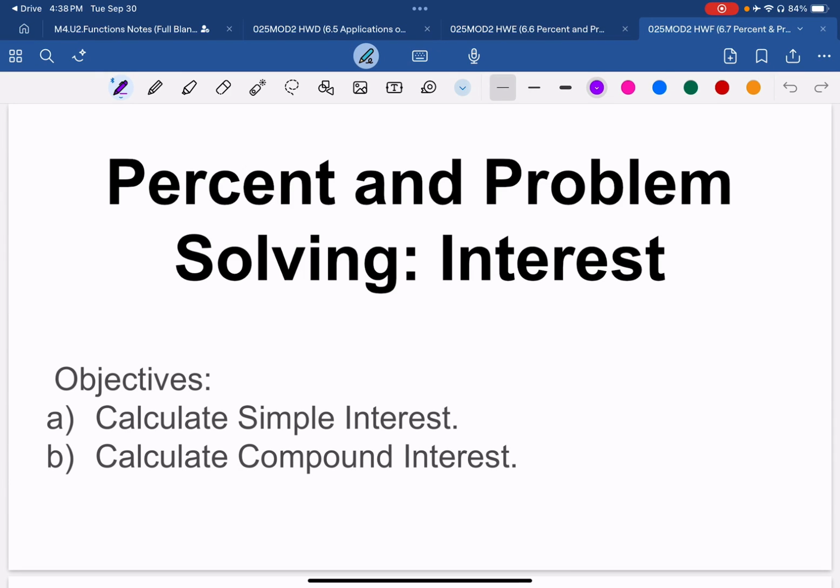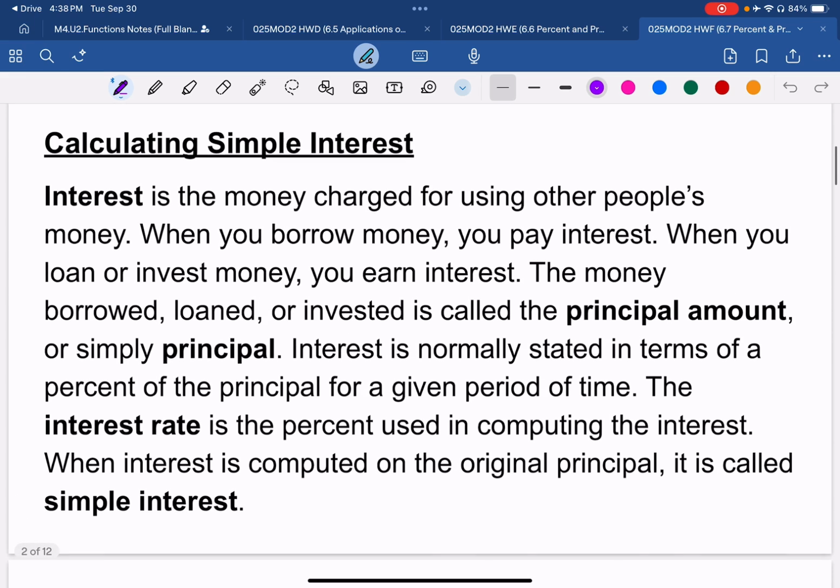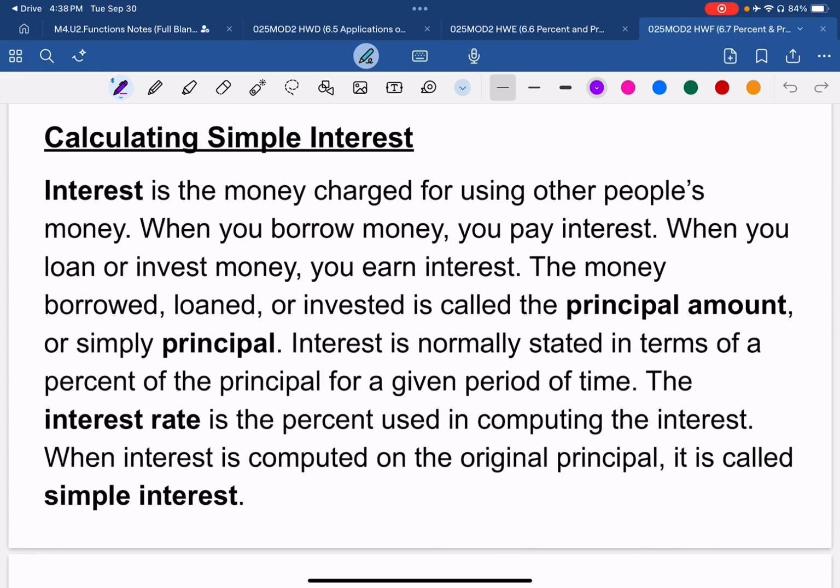This video will cover percent and problem solving, including interest problems. We're going to look at both simple interest and compound interest. So the first thing we want to look at is simple interest.